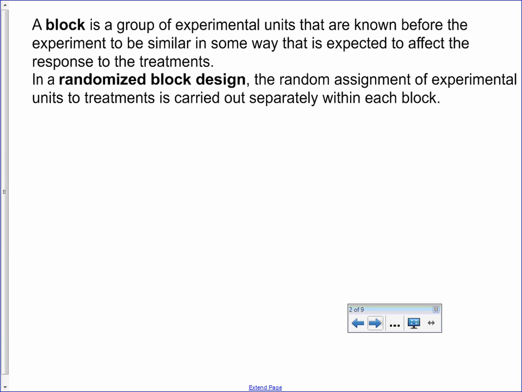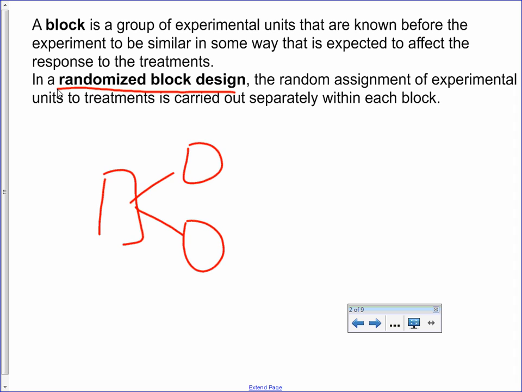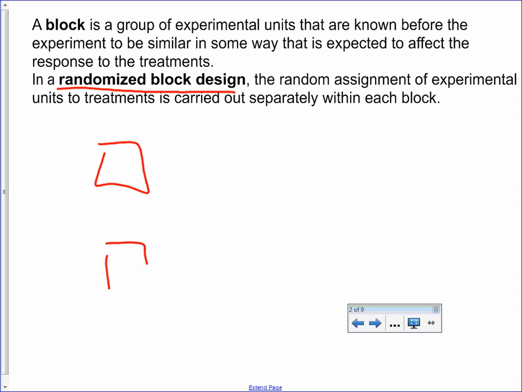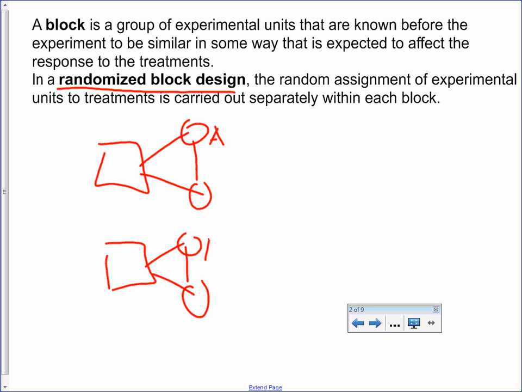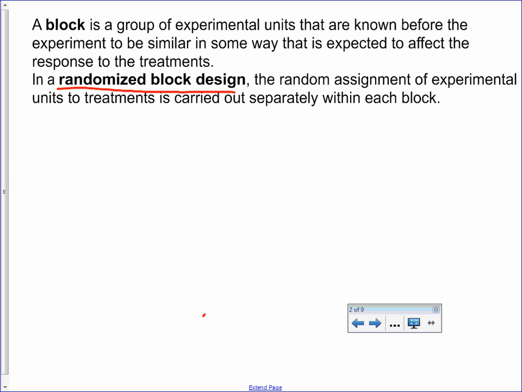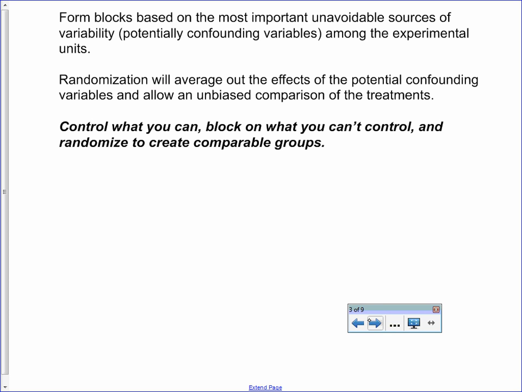So in a randomized block design, instead of just taking the population and putting half in one group and half in another group, we'll separate people into blocks. And then we'll do treatment to the two different blocks and then compare. I know this drawing isn't super clear, so we'll look at a better one in one slide.